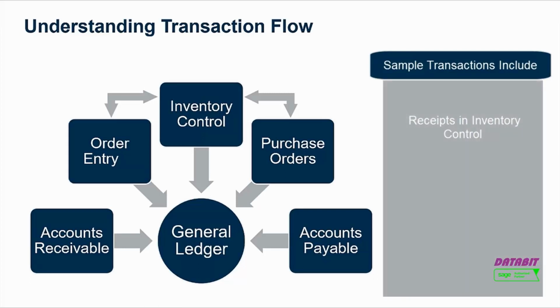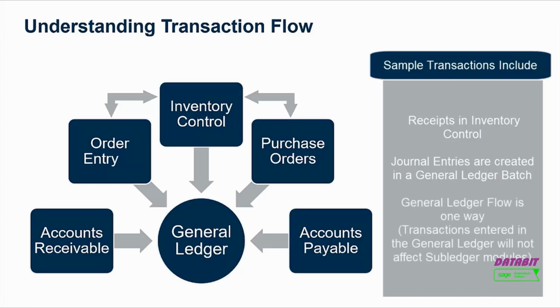If you were to enter a receipt in the inventory control program, a batch is created in the general ledger with the correct entries. A debit to the inventory control account and a credit to the AP clearing account will be made in this batch entry.